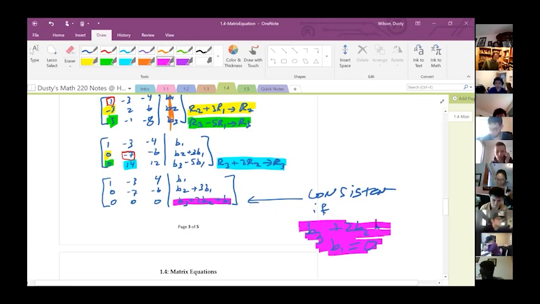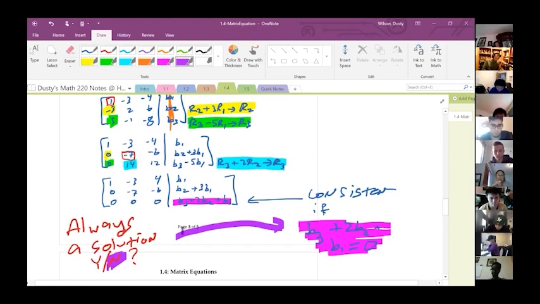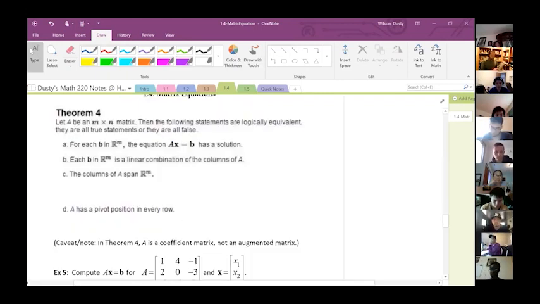Let's check. The question is, is this always consistent? Always a solution? I've got some no's, and I got lots of no's. So the answer is it's definitely not always a solution. The reason there isn't always a solution is because you're only going to get a solution if things happen to work out just right. Questions about this example? Theorem 4, next theorem, in case you're wondering where these numbers come from, these are from the text. The numbering is lining up with the text here.